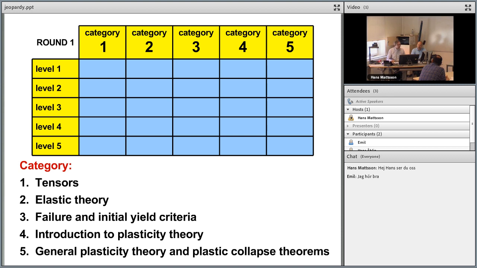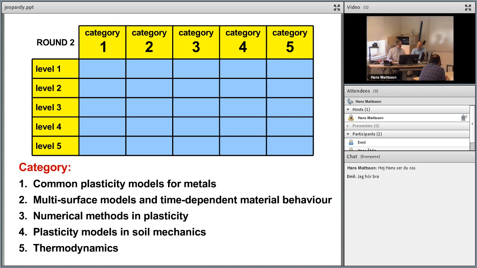After round 1, we have round 2, and before round 2, I will go through the rules there again a little bit, but I can say them briefly now. In round 2, we have also 5 categories, but they are different. Category 1, common plasticity models for metals. Category 2, multi-surface models and time-dependent material behavior.